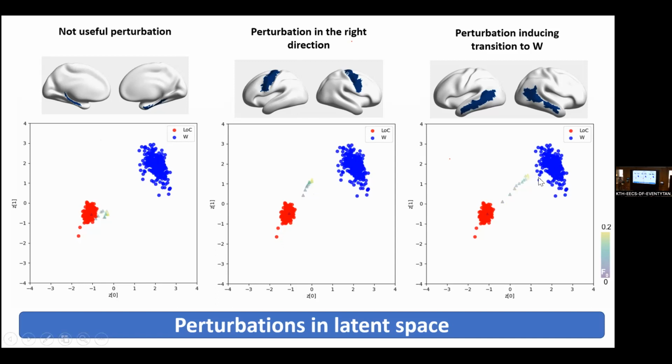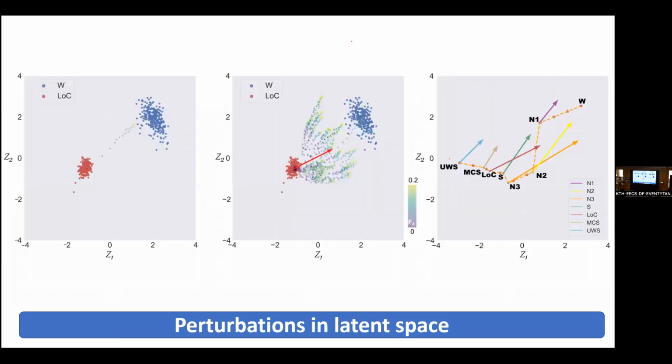And in the last case, we have a trajectory that actually seems to induce a good transition toward this tube, from loss of consciousness toward wakefulness. So then we can perform this exhaustively for all the brain stem nodes that we are considering, and all the nodes of the brain. So we get this kind of approach. This again is loss of consciousness, transitioning toward wakefulness, and this is the trajectory for one node.